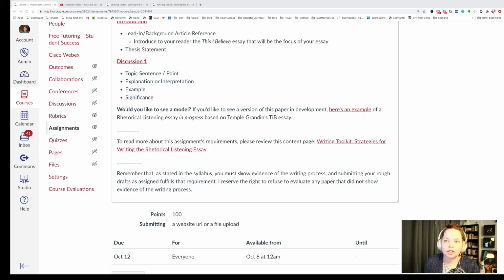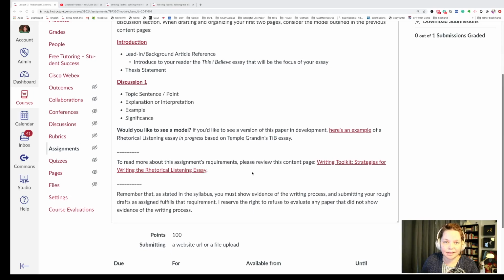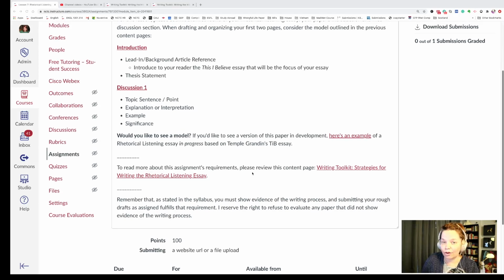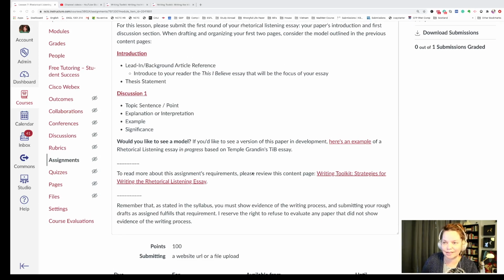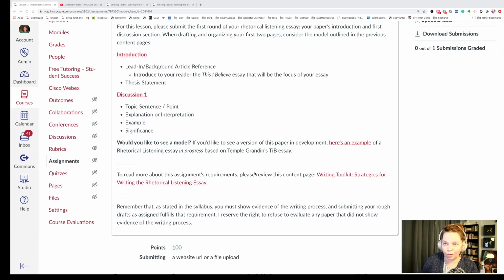To learn or read more about the writing assignment's requirements, you can review the content page on writing the rhetorical listening essay. Just remember that, as stated in the syllabus, you have to show evidence of the writing process, and submitting your rough drafts as assigned fulfills that requirement. Keep in mind that I may not grade your final draft if you don't show evidence of the writing process. So let's look at my model.